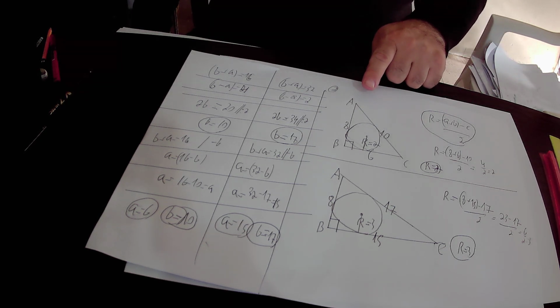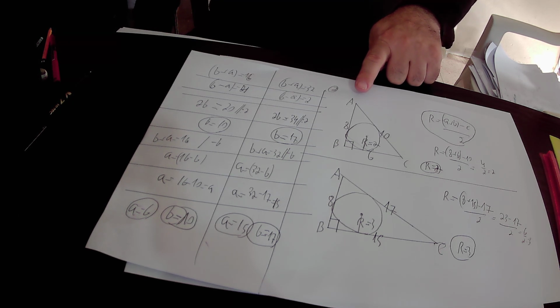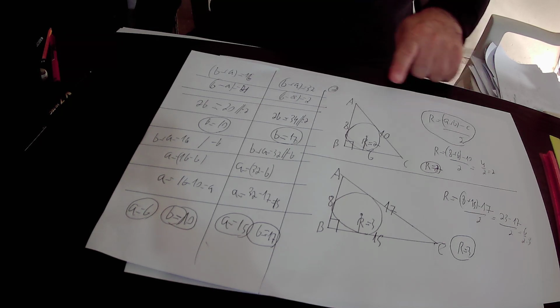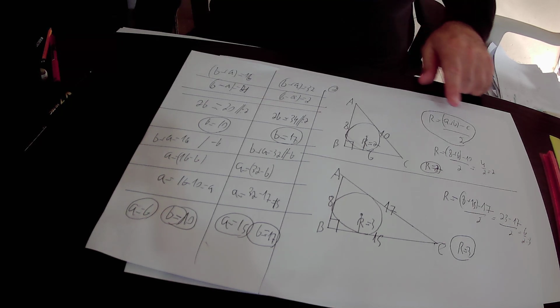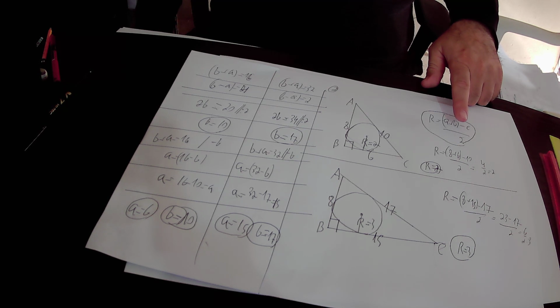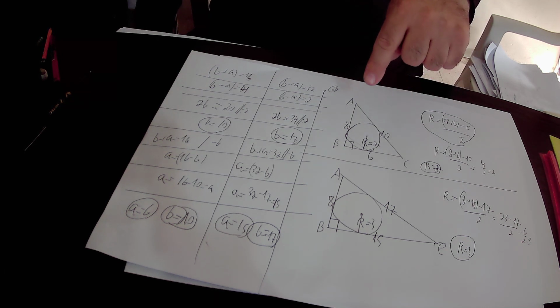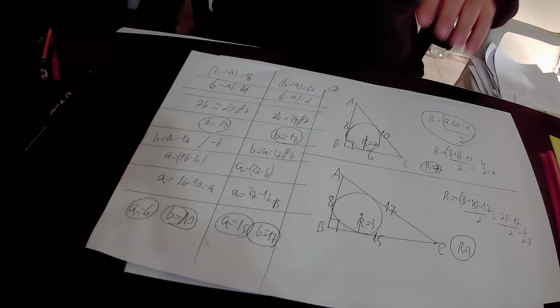In the first right triangle, we have side AB equals 8, side BC equals 6, so it is 8 plus 6 minus the hypotenuse, that is 10, over 2. 8 plus 6 is 14, 14 minus 10 is 4, and 4 over 2 is 2. So here the radius of this circle that is inscribed in this specific right triangle equals 2 units.